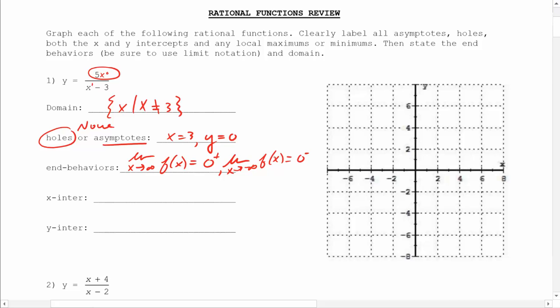And what about x-intercepts? Did you find any x-intercepts? No. Why can't there be any x-intercepts on this? How can you tell that from the fraction? There's no x on the top. It's just a number, so there's no way to make it 0. So there are none. And what about the y-intercept? That's 0, comma, negative 5/3.